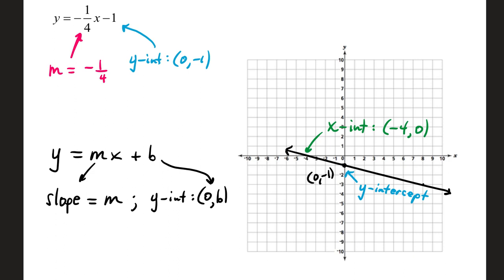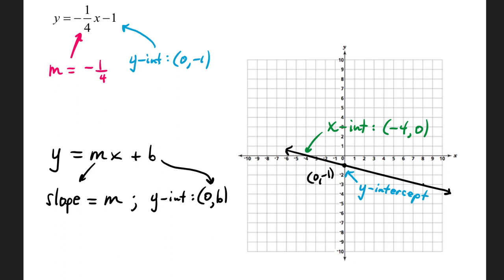In our next example, we have y equals negative 1/4 x minus 1. This equation is in the form y equals mx plus b. M is our slope, that's negative 1/4. (0, b) is our y-intercept, that's (0, negative 1).